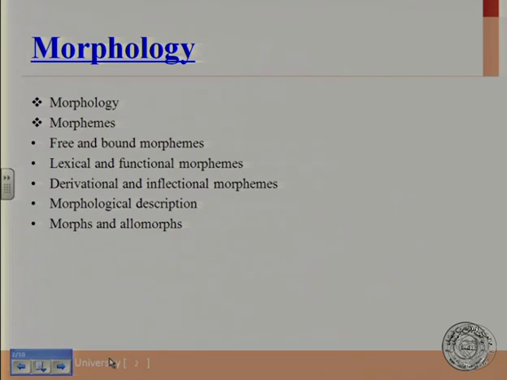Dear students, today we will discuss morphology. We have the topics of today: morphology, morphemes, free and bound morphemes, lexical and functional morphemes, derivational and inflectional morphemes, morphological description, and morphs and allomorphs.